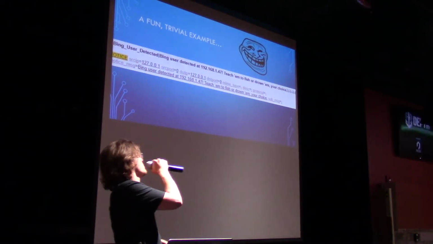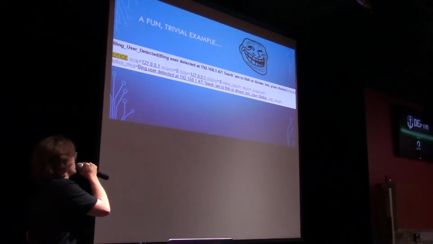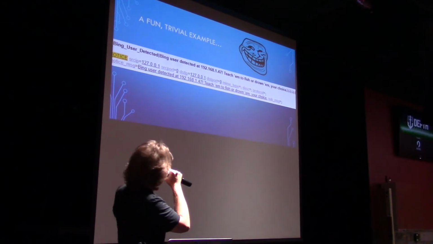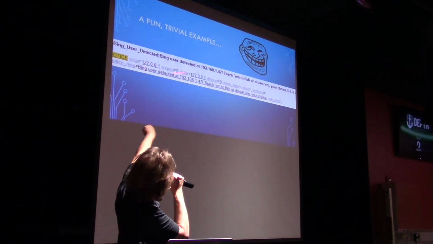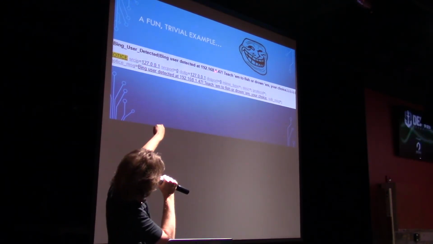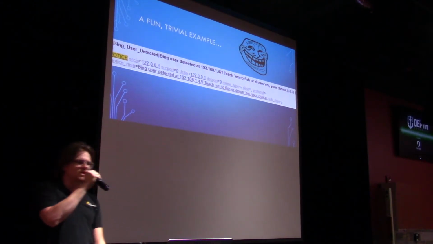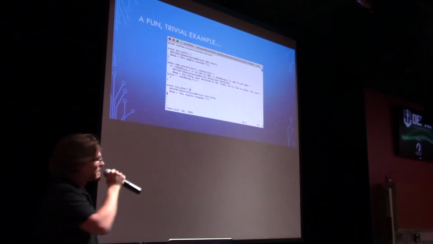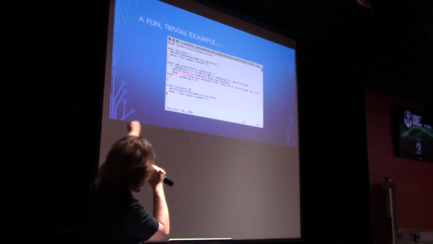So here's a fun trivial example. I went ahead and made a script to detect Bing users on my network. So as we can see, Bing user detected at 192.168.147. Teach them to fish or drown them. Do whatever you want. How did we do that? Well, I've added in this little bit here.